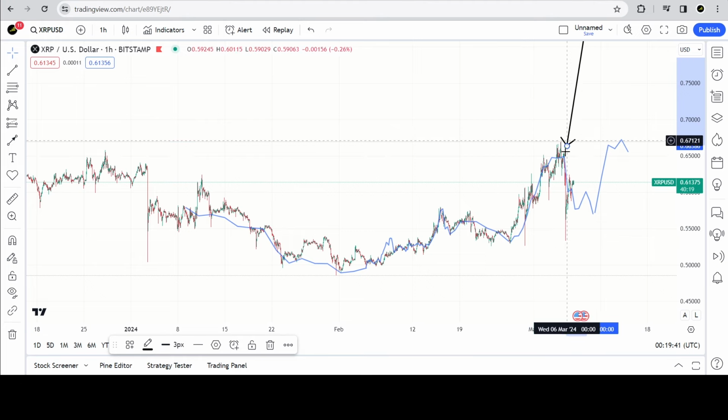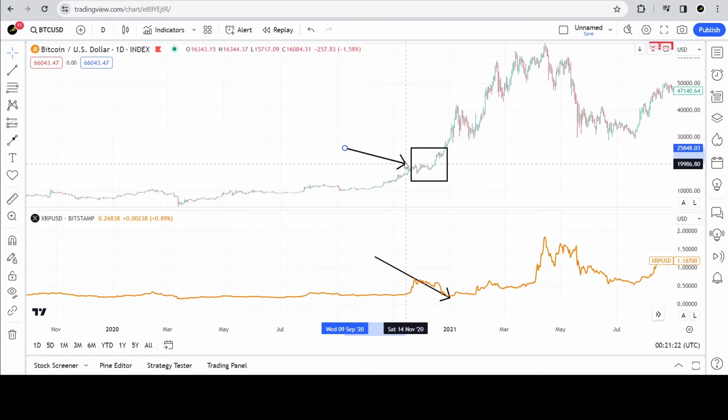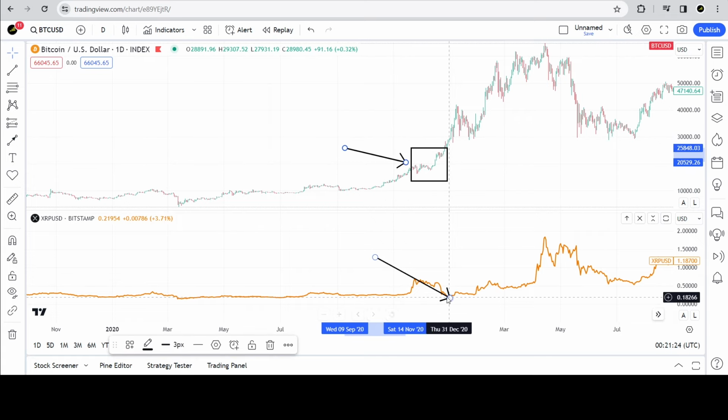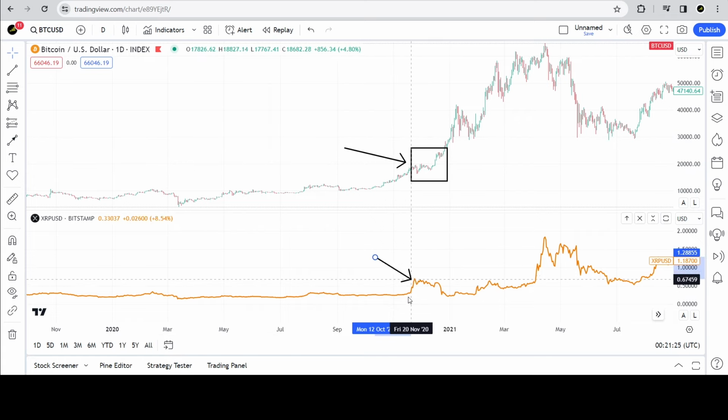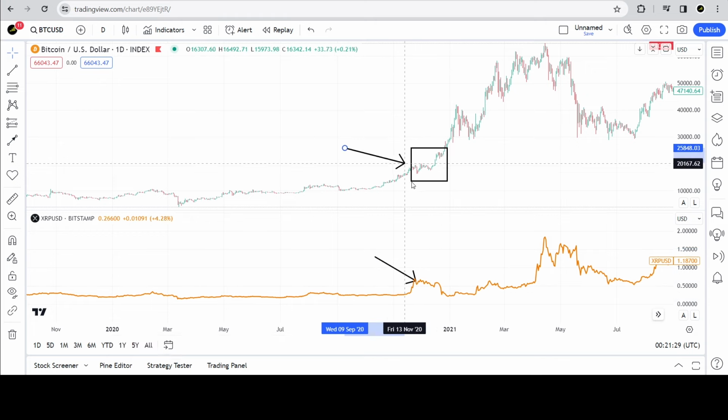That's all. Now, in my previous video, I talked about a setup that was taking place between Bitcoin and XRP that led to the great fakeout. Let's jump over to Bitcoin. Okay, so here on top, we have Bitcoin, and on the bottom, we have XRP. This is the great fakeout, which is highlighted in this box right here.